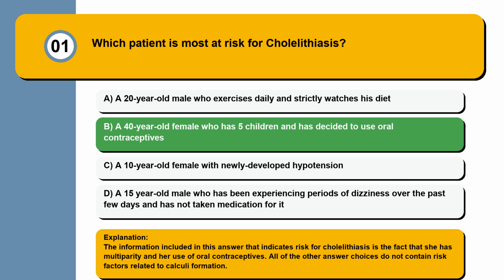The information included in this answer that indicates risk for cholelithiasis is the fact that she has multiparity and her use of oral contraceptives. All of the other answer choices do not contain risk factors related to calculi formation.